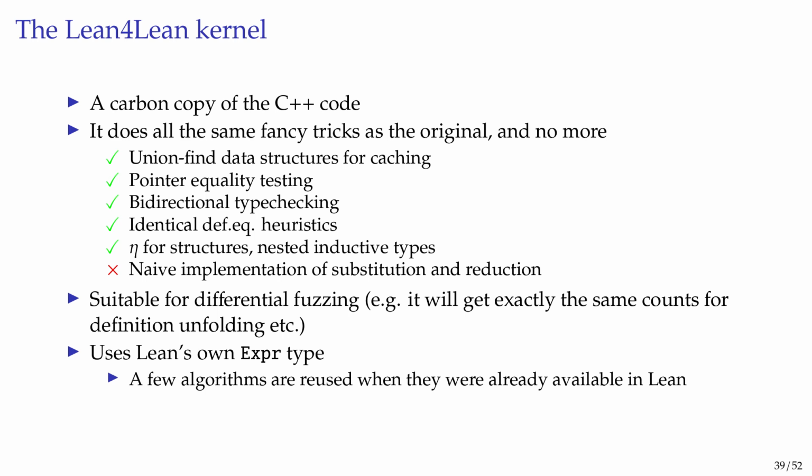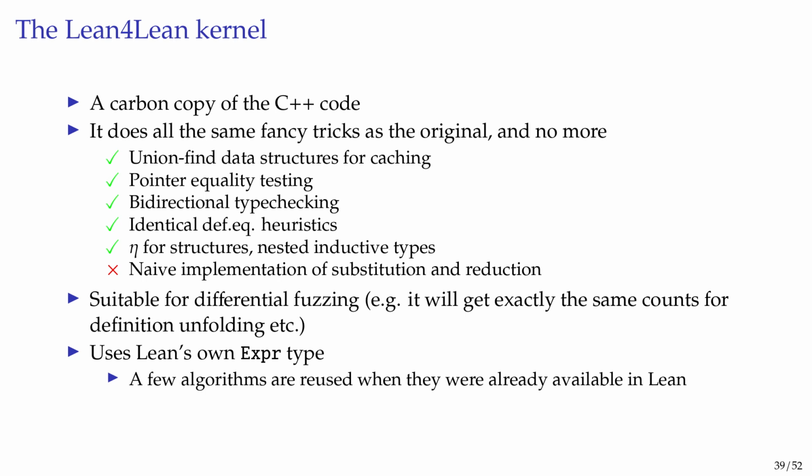So the kernel is sort of a carbon copy of the C++ code. It does all of the same fancy tricks as the original and all of the same dumb ideas as the original. So it has union find, data structures for caching, caches everywhere, pointer equality testing, bidirectional type checking, nested inductive types, mutual inductive types, eta for structures. These are features that didn't even exist in Lean 3 and did not exist in my paper. In addition, a naive implementation of substitution and reduction. I wrote an X here, but this is the same X as it exists in the actual kernel. So it is replicating the behavior.